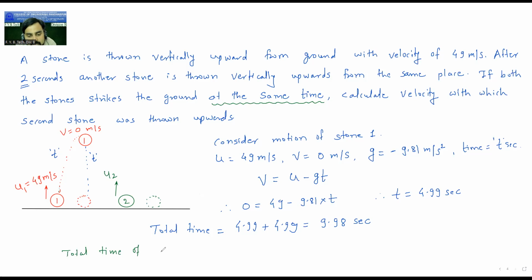Total time of second stone. So total time of second stone means when you throw this second stone, it will also move up. It will also reach the maximum height, and from there it will fall down. This is the total time for the second stone, and this total time of the second stone will be the time for the first stone, 9.98 minus 2. So it will be 7.98 seconds. This is the time for the second stone.